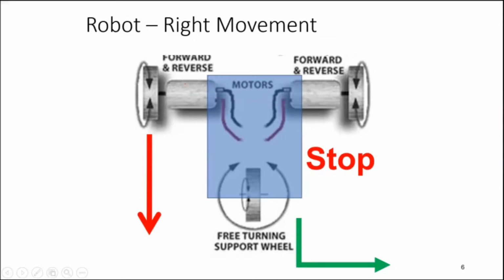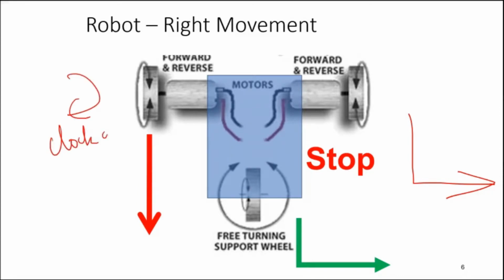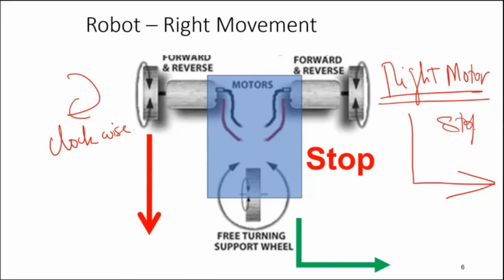How do I make the robot move right? It has to turn right. One motor should run in the clockwise direction, another motor should just stop. So whichever direction you want to take, that side motor should stop. If you want to take the right side direction, the right motor should stop. The right side motor should stop. So if you stop this motor, and if this one moves in the forward direction, then the robot turns right immediately.